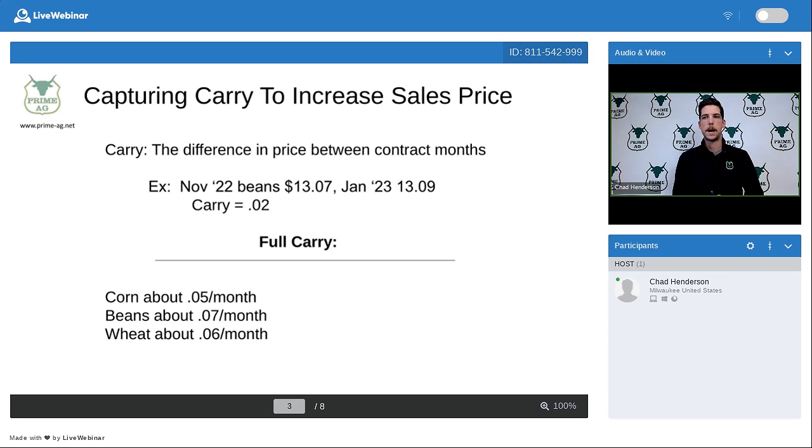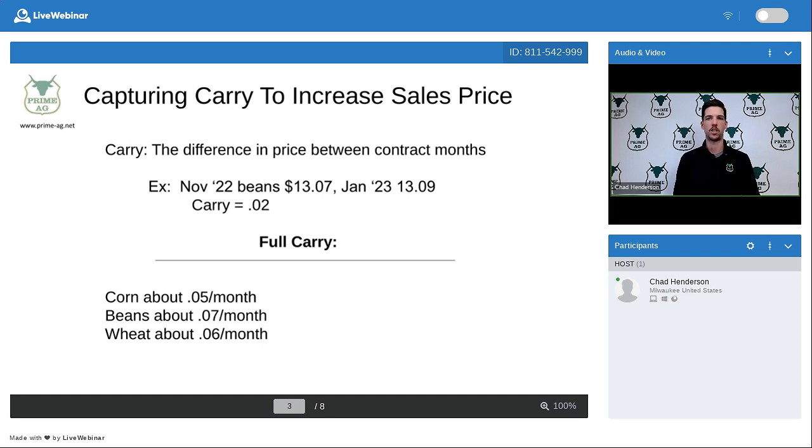Full carry breaks down as about 5 cents a month on corn, 7 cents a month on beans, 6 cents a month on wheat. Keep in mind, maybe it's 5 cents on wheat, maybe it's 7 cents on wheat. These are general numbers, as a best practice general area. What you're going to do then is multiply that by the number of months.